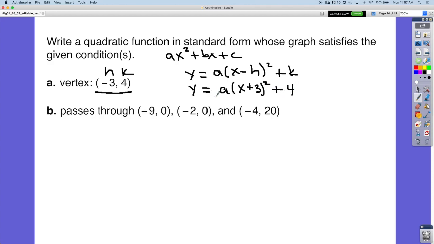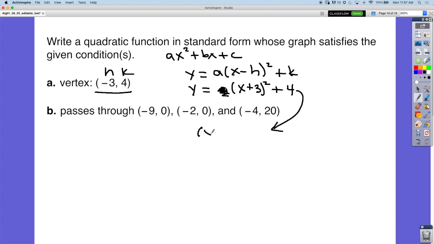Now, this is still in vertex form. I don't want it in vertex form. I want it in standard form. So what do you think I'm going to do to this? We're going to do the opposite of factoring. We're going to multiply it out. Now, a in this case, we're just going to assume that a is 1. In fact, even for going into algebra 2, we're going to just assume that a is 1, so we don't need to put that. So let's multiply this one out.